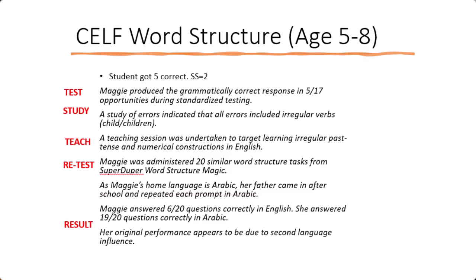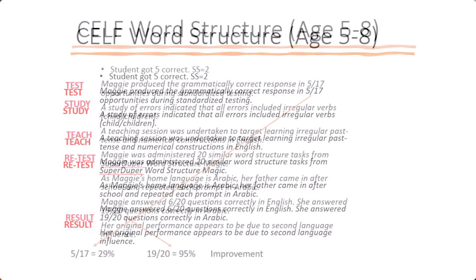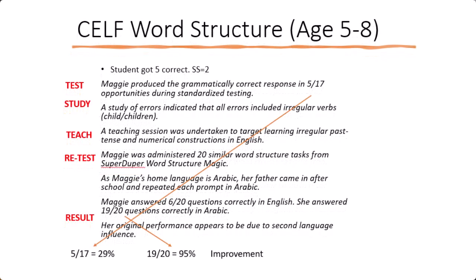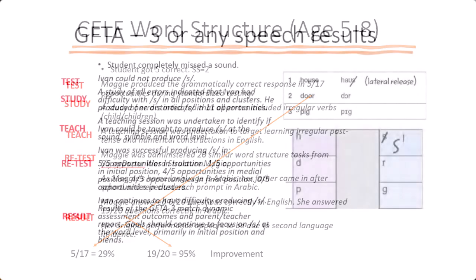And in this case, Maggie's home language was Arabic. And when her father came in to help us repeat the task, it was clear that there was second language influence. And her word structure score, when those tasks were implemented, went up to almost near perfect. So initially she had difficulty with the dynamic assessment task, but then showed improvement.